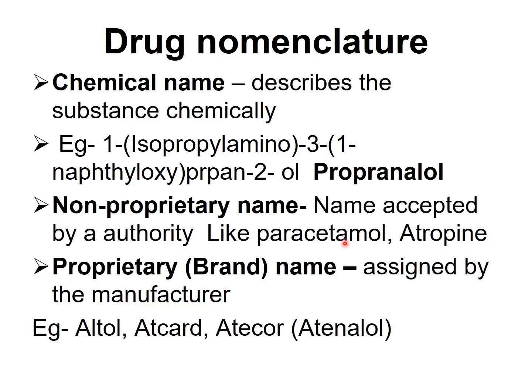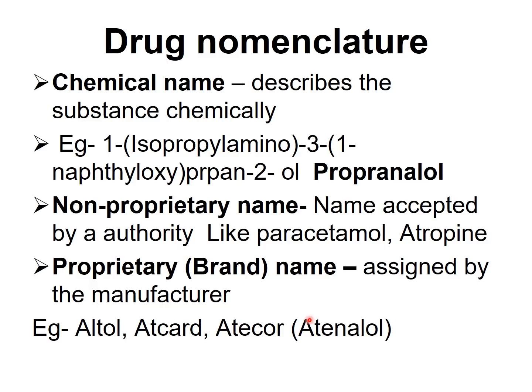One example I have given, atenolol, is a beta blocker used as an antihypertensive for the treatment of hypertension. Now in different countries, or even in one country, there is more than one brand. See, Altol, Adcard, Atacor. All these are brand names of atenolol available across the globe, and it is atenolol only. Similarly, you can find various brand names for each drug.